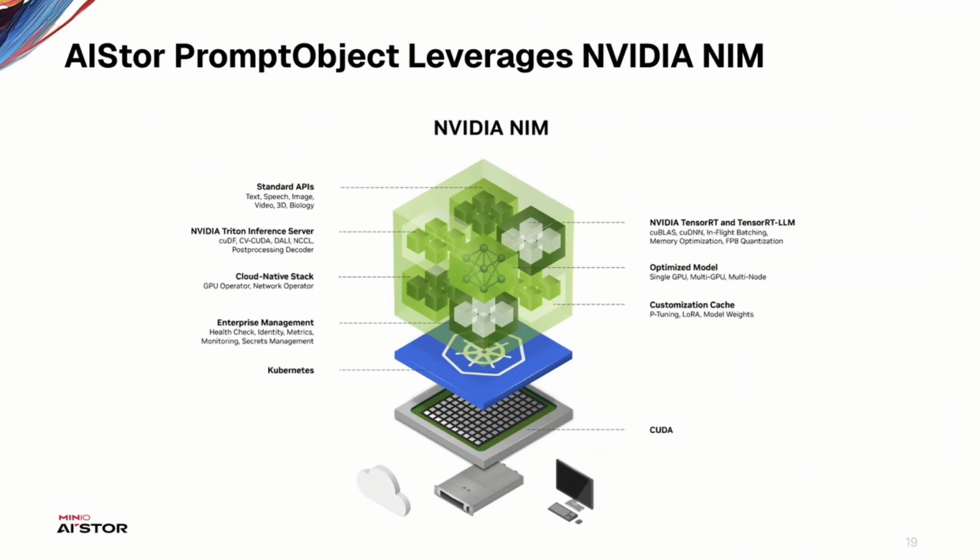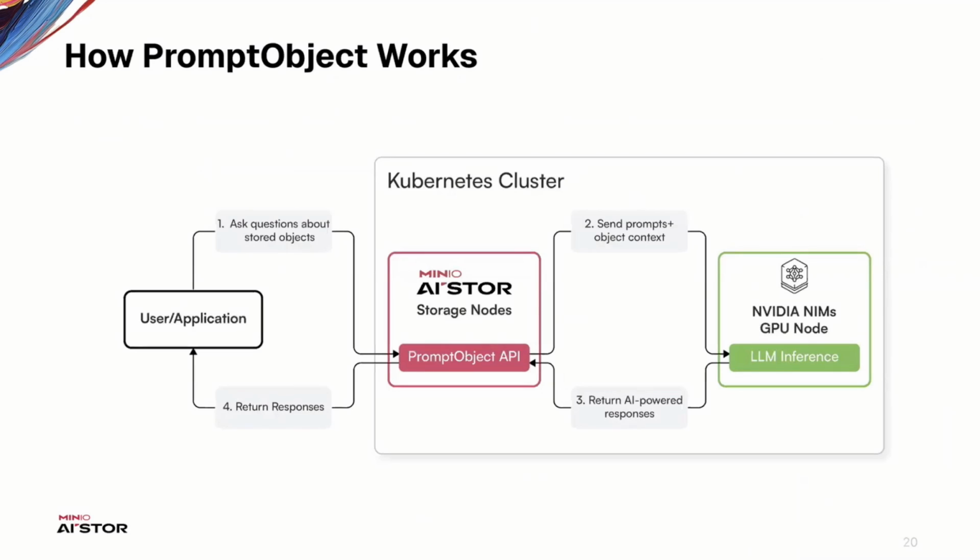So your AIStor prompt object integrates with the infrastructure, with the Kubernetes cluster running on this infrastructure with NIMs, right? GPU. Yep.